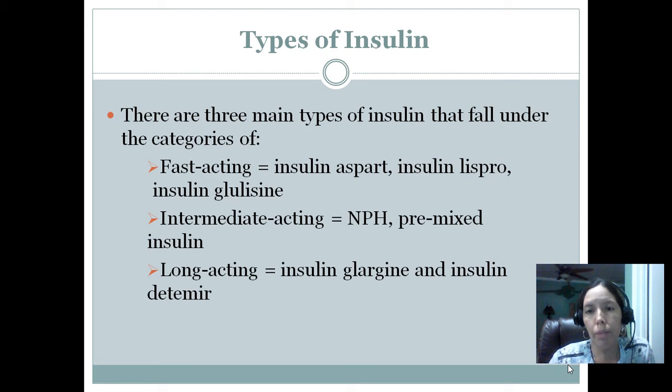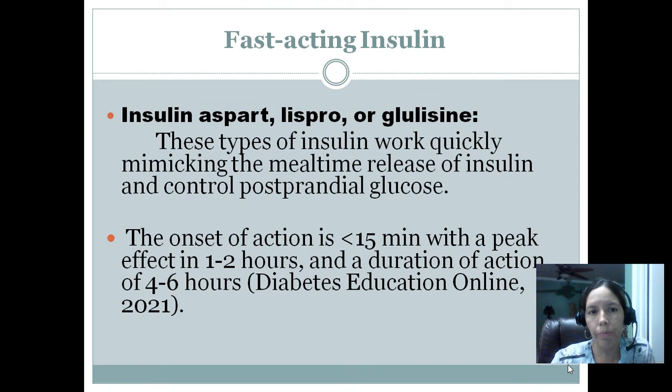So there are three main types of insulin that fall under the categories of fast-acting, intermediate-acting, and long-acting. But I will only be discussing fast and long-acting insulins. So insulin aspart, lispro, or glulisine are fast-acting insulin analogs that work quickly, mimicking the mealtime release of insulin and help control postprandial glucose. The onset of action of these insulins is less than 15 minutes with a peak effect in 1 to 2 hours and a duration of action of 4 to 6 hours.